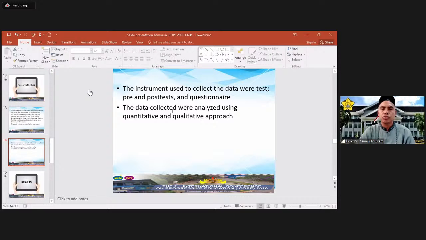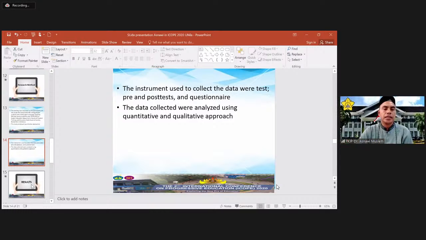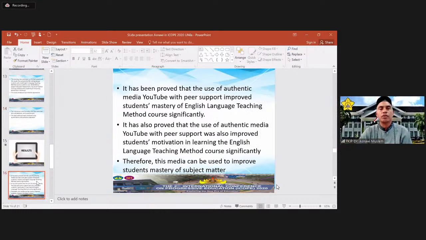So the instruments that we used were a pre-test and post-test, and a questionnaire related to student motivation in learning the subject by using the media. Okay, then we can see the results of the findings.